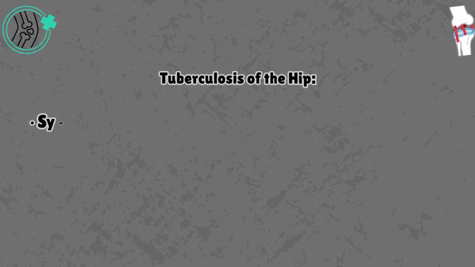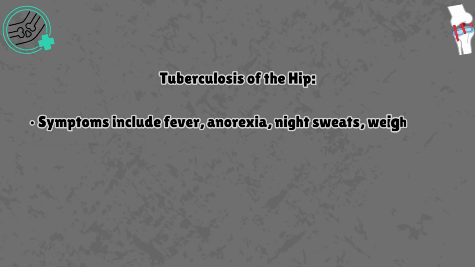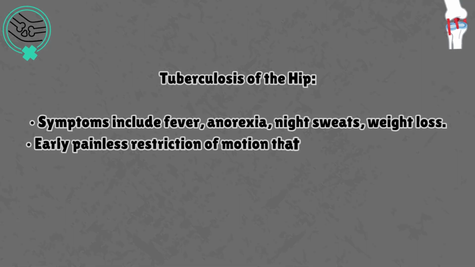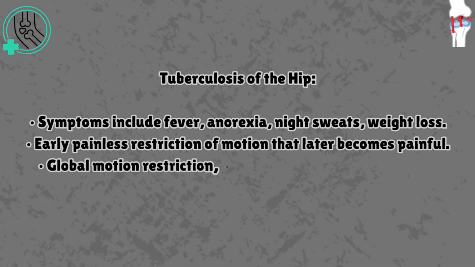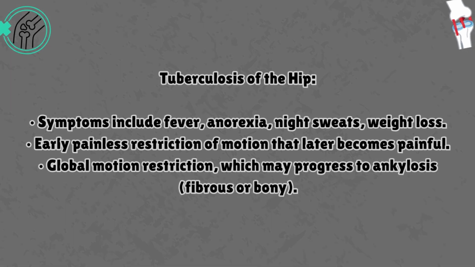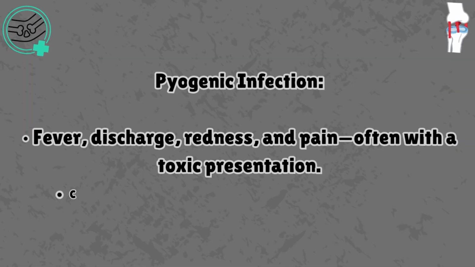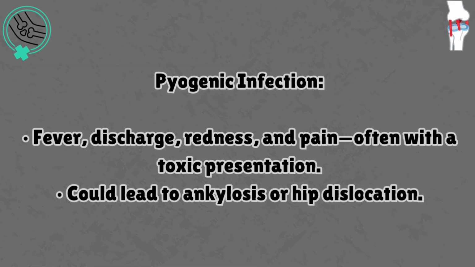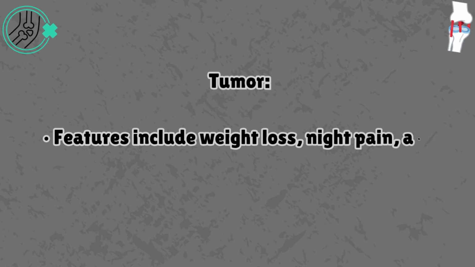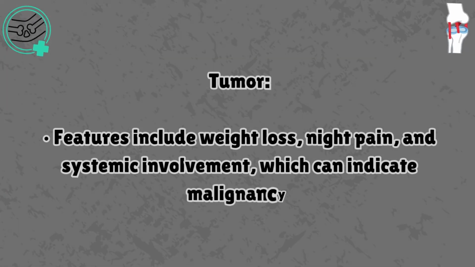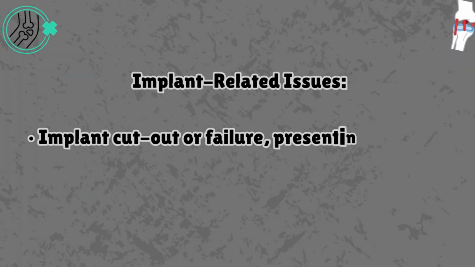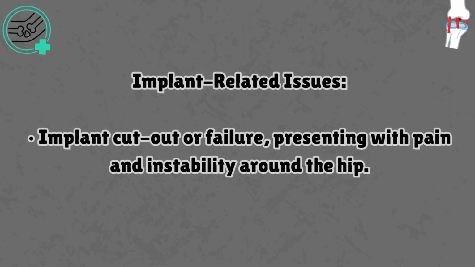Tuberculosis of the hip. Symptoms include fever, anorexia, night sweats, weight loss. Early painless restriction of motion that later becomes painful. Global motion restriction, which may progress to ankylosis. Pyogenic infection. Fever, discharge, redness, and pain, often with a toxic presentation. Could lead to ankylosis or hip dislocation. Tumor. Features include weight loss, night pain, and systemic involvement, which can indicate malignancy. Implant-related issues. Implant cutout or failure, presenting with pain and instability around the hip.